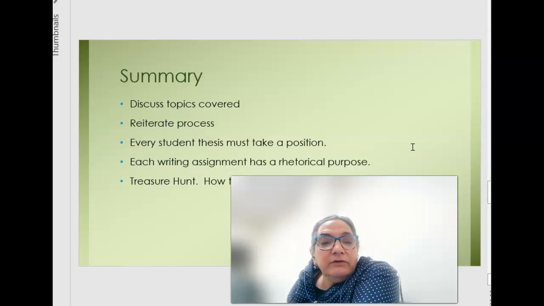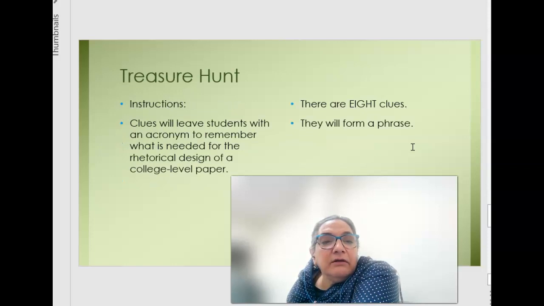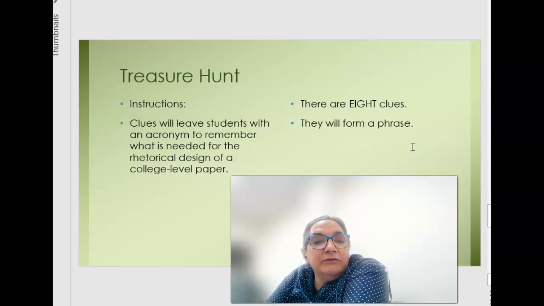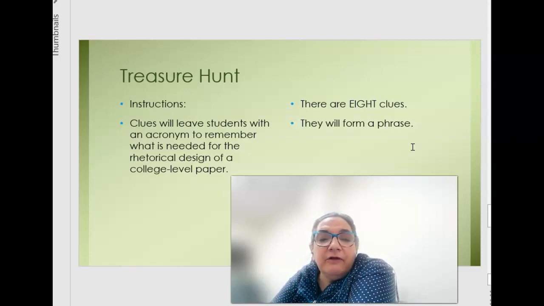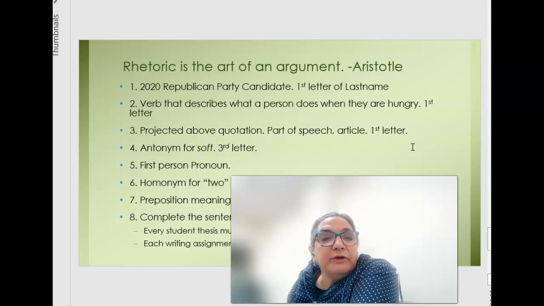So now I'm going to give you a little bit of a treasure hunt. Here are the instructions. There'll be clues. They'll leave you with an acronym to remember, which is needed for the rhetorical design of a college-level paper. There are 8 clues, and they form a phrase. It's a way to remember your paper. So here are the clues.